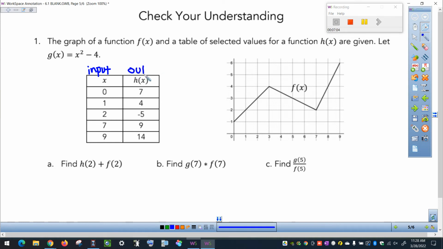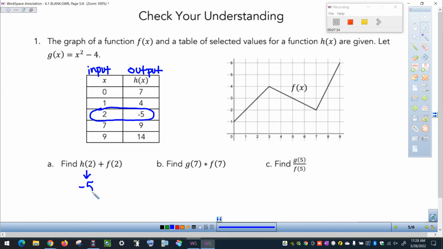The output is what we have on the other side of our table. You can think of it as the y value, the h of x value. Those are the outputs. So what we want to do here is find the output when the input is 2. Looking in the input column, I'm just going to circle this piece. So when the input is 2, the output is -5.